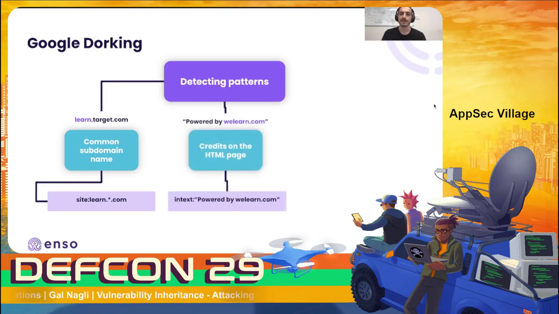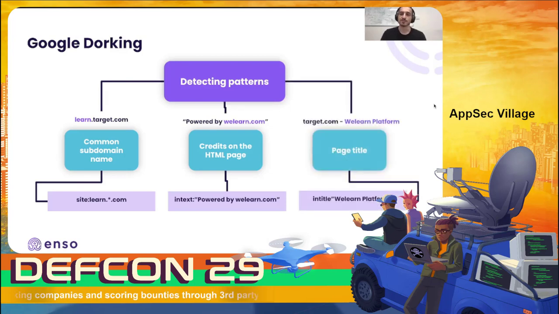Second, you can use the credits on the HTML page. Often vendors love to present a powered by section or powered by line at the end of the HTML page. We can use this to find more instances of the same vendor with the in-text keyword of Google. The third would be the page title. Similar to before, many vendors love to put their name in the title. So we can use the in-title keyword of Google to search for every asset that Google knows of that has their platform in its title.